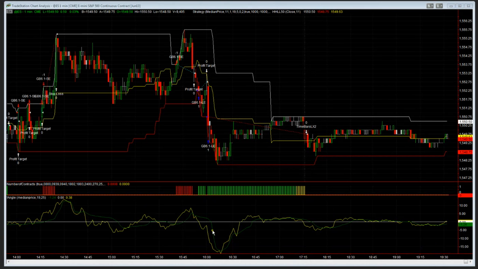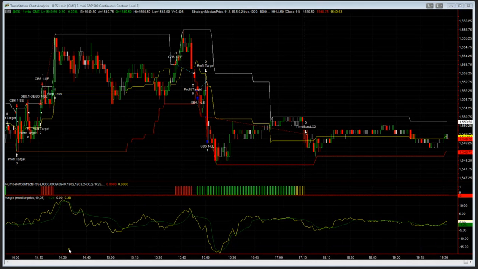Okay, so the other thing that's on this chart, and I'm back showing the continuous contract, is what I call the angle indicator, and this is what I'm using for my new smarter, or I call them intelligent, timed exits. And let me show some results. I got that over here.